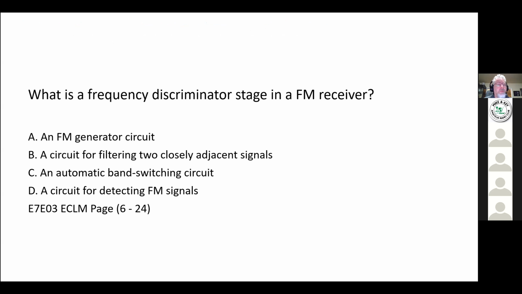What is a frequency discriminator stage in an FM receiver? A, an FM generator circuit. B, a circuit for filtering two closely adjacent signals. C, automatic band switching circuit. Or D, a circuit for detecting FM signals. Delta is correct, a circuit for detecting FM signals.